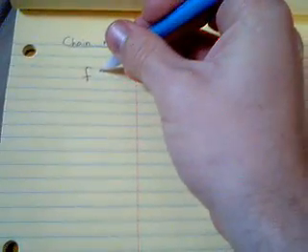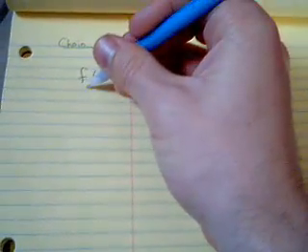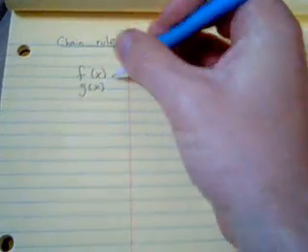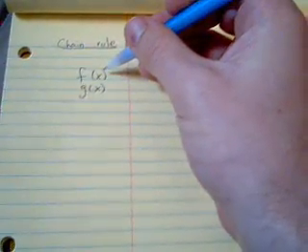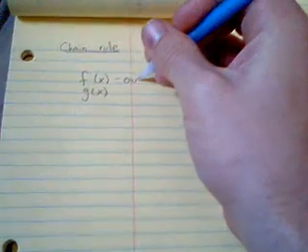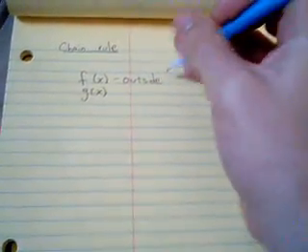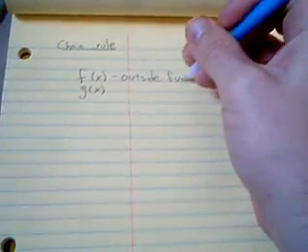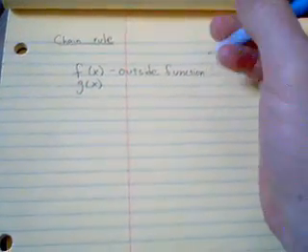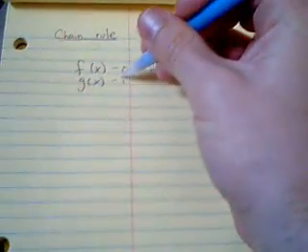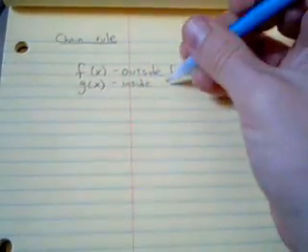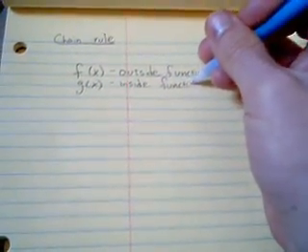Alright, and this basically goes as follows. So you have a function f of x, and contained within it will be another function we'll call g of x. So this will be the outside function, and this will be the inside function.